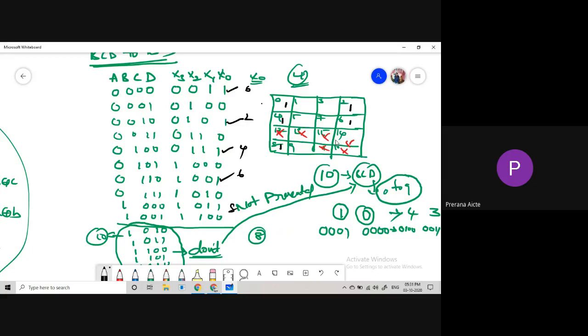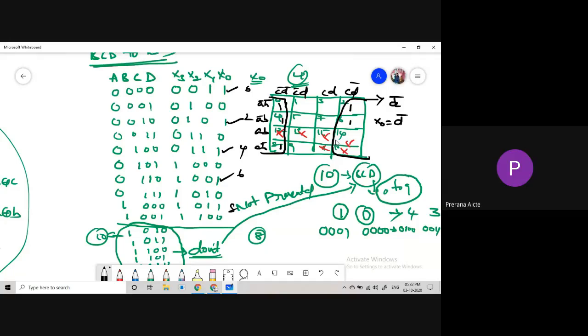So this one is A bar B bar, and this one is A bar B. So A B bar, and then similarly C bar D bar, C bar D, CD, CD bar. So is an octet possible in this K-map? Yes, sir, the possibility is there for these 2 columns. So which expression are we getting? Simply D bar. So X naught is nothing but D bar.